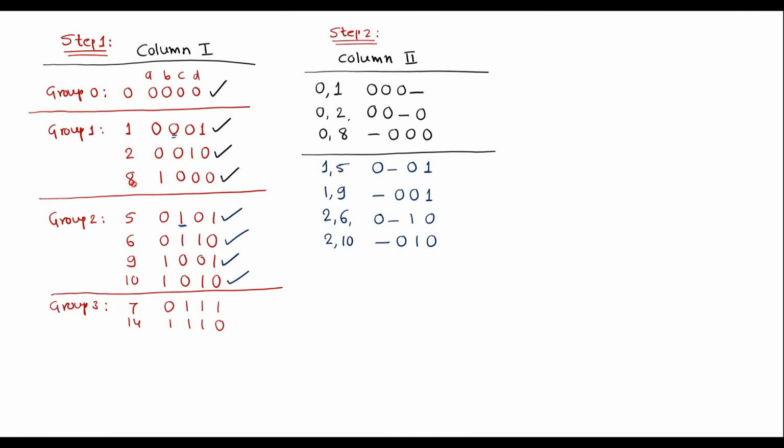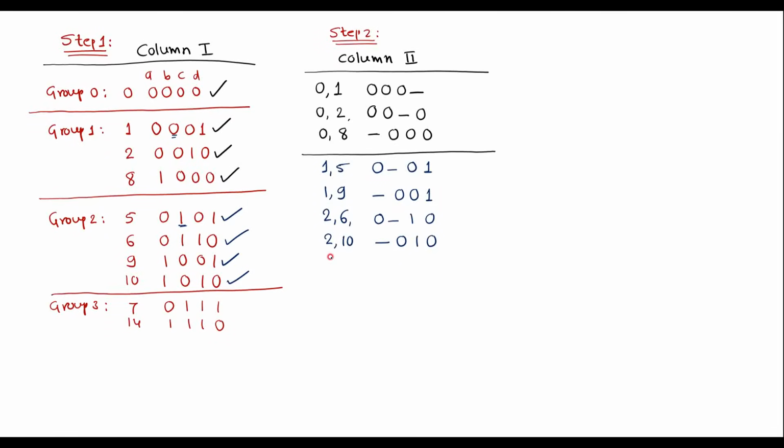Now I will compare 8 with 5, 6, 9 and 10. So here the MSB bit is 1. I will compare 8 with only those numbers which have MSB bit as 1, because the other two numbers will definitely differ by more than 1 bit. So if I compare 8 and 9, we have 1, 0, 0, 0. In 9 we have 1, 0, 0, 1. It differs in the LSB bit.